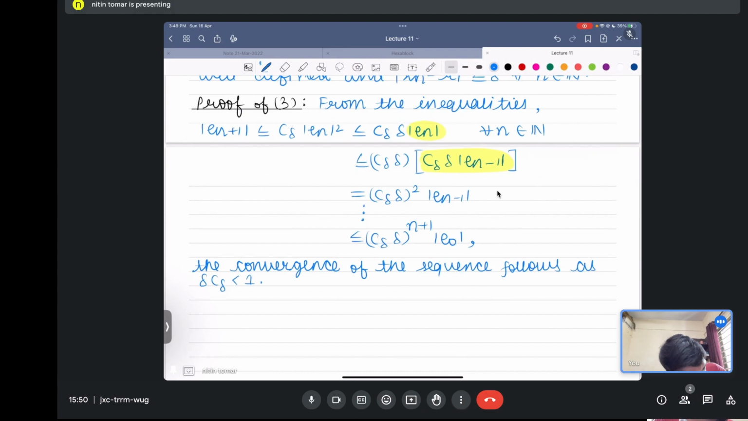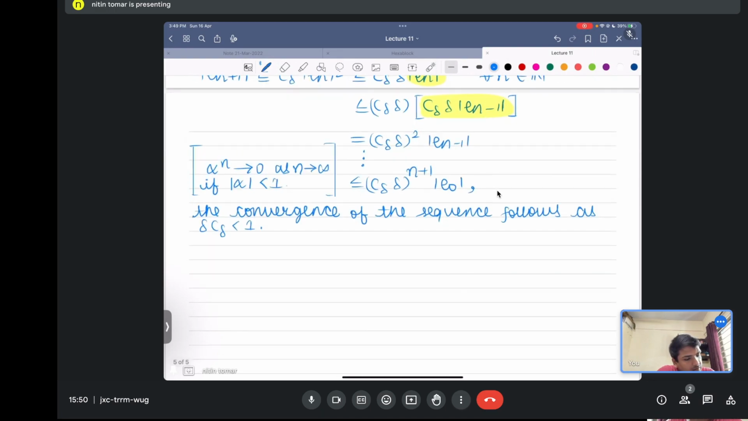Why? Because we know alpha^n goes to 0 as n goes to infinity if |alpha| is less than 1. Okay, this is a result from real analysis and it is not difficult to prove.